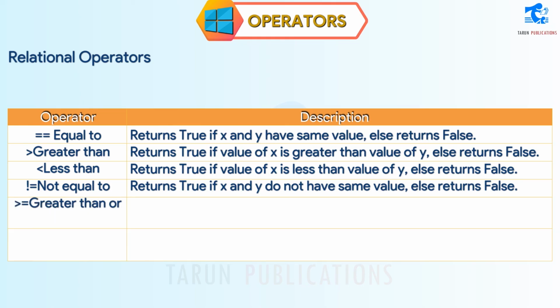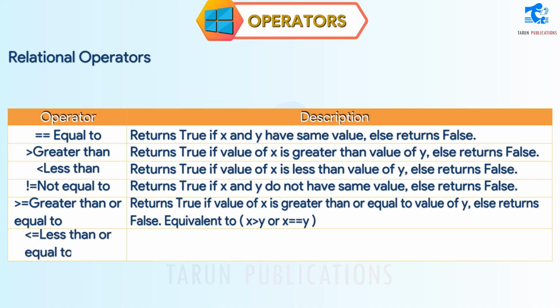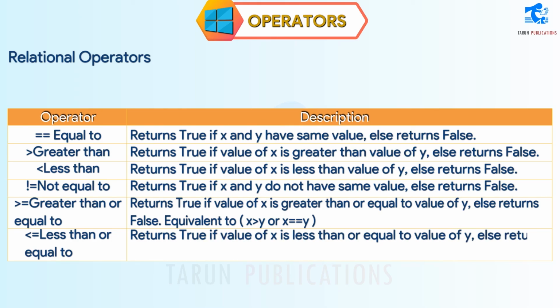Greater than or equal to: returns true if the value of X is greater than or equal to the value of Y, else returns false. Less than or equal to: returns true if the value of X is less than or equal to the value of Y, else returns false.